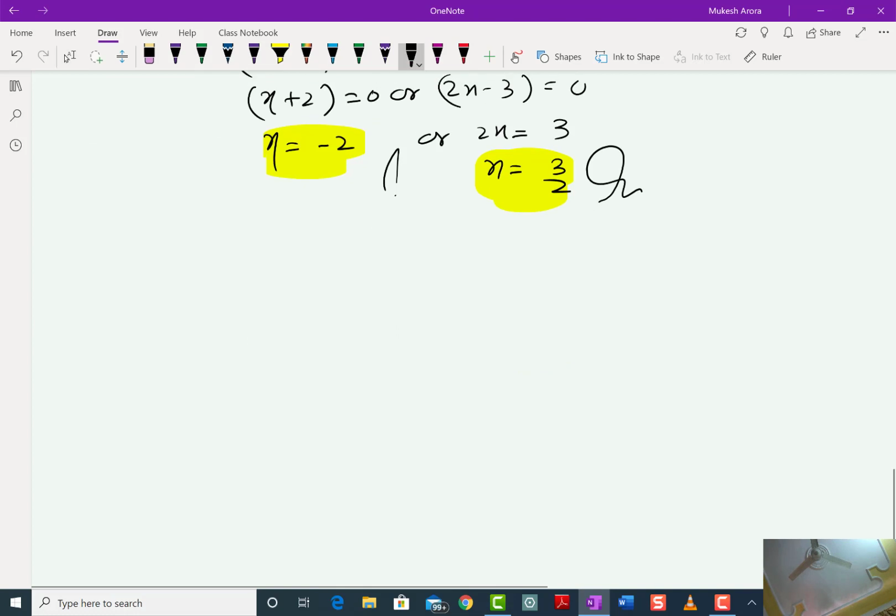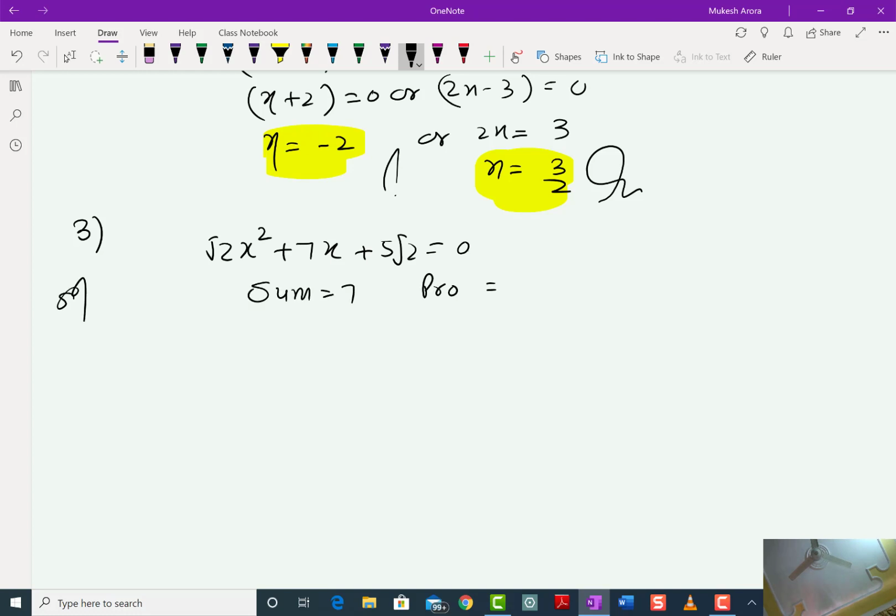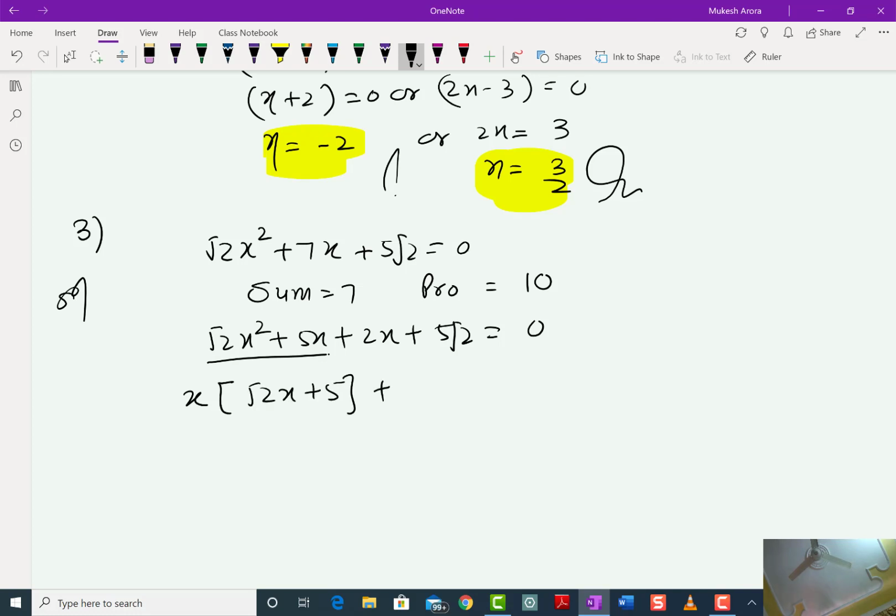Next sum is root 2 x squared plus 7x plus 5 root 2 is equal to 0. So again the sum is 7 and the product is 5 root 2 times 2, which is 10. So root 2 x squared plus 5x plus 2x plus 5 root 2 is equal to 0. Out of this nothing is common, x only, root 2x plus 5, plus from here 2 and root 2 is common. Root 2x plus 5 is equal to 0, root 2x plus 5 and x plus root 2 is equal to 0.